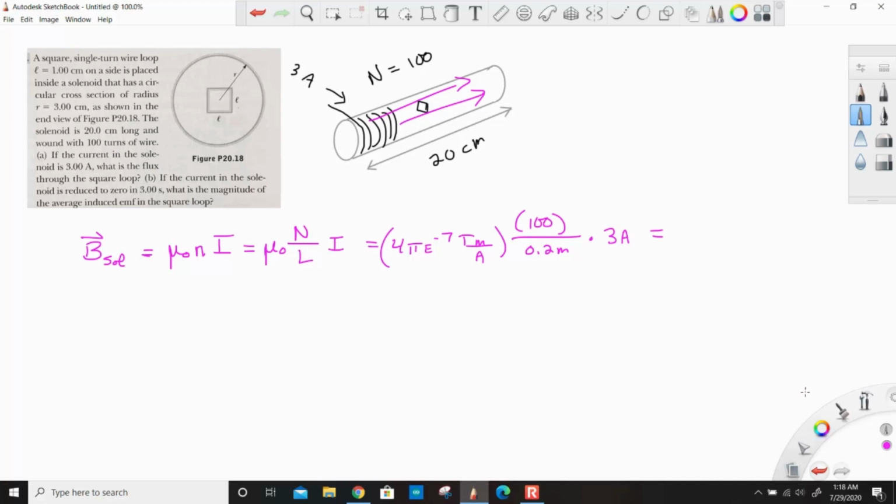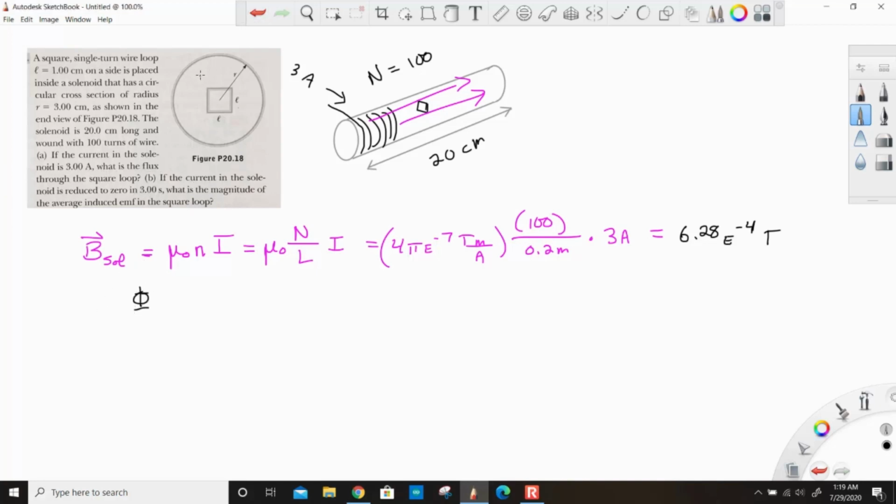So that provides a magnetic field of 6.28 times 10 to the negative 4 Tesla, or about 6.3 gauss. So if that is our magnetic field, what we're actually asked about in part A is not the field, we are asked about the flux. So what does that make the flux?